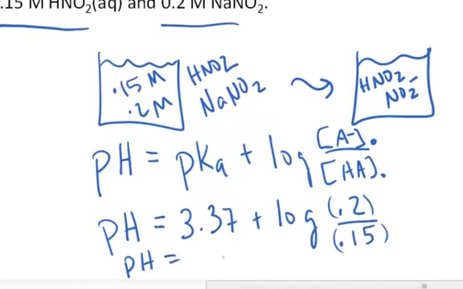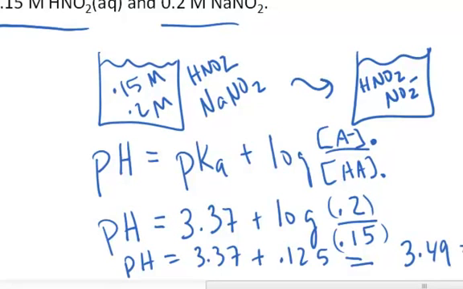Okay, and when you do the math, you end up with pH equals 3.37 plus 0.125, which equals 3.49. So the pH of this particular buffer system is 3.49.